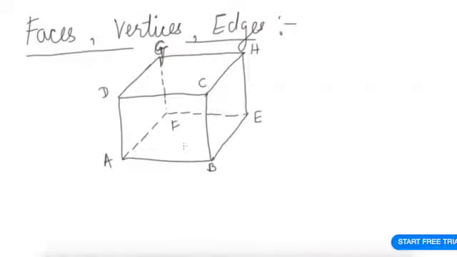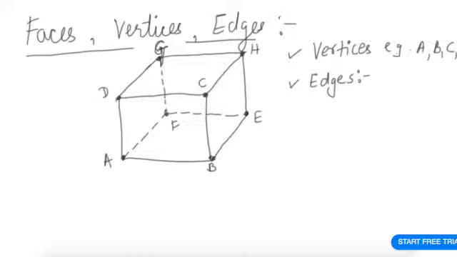Okay, let us understand what are faces, vertices and edges in a three-dimensional figure. Now this is a three-dimensional figure where we have faces, vertices and edges. Now let's look at vertices. For example, A or B or C and so on. So we get to know what vertices are here.